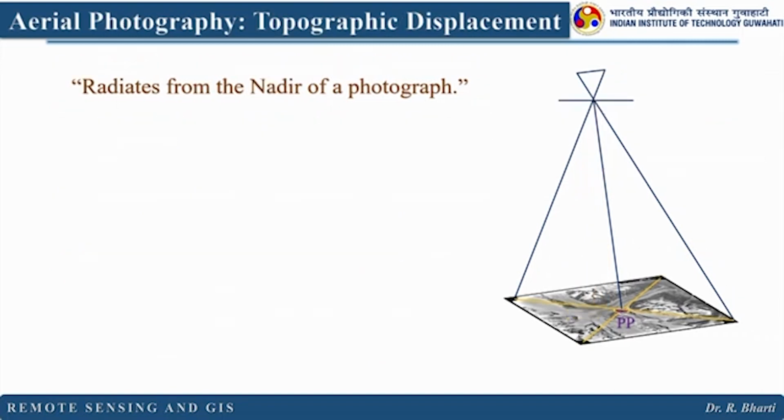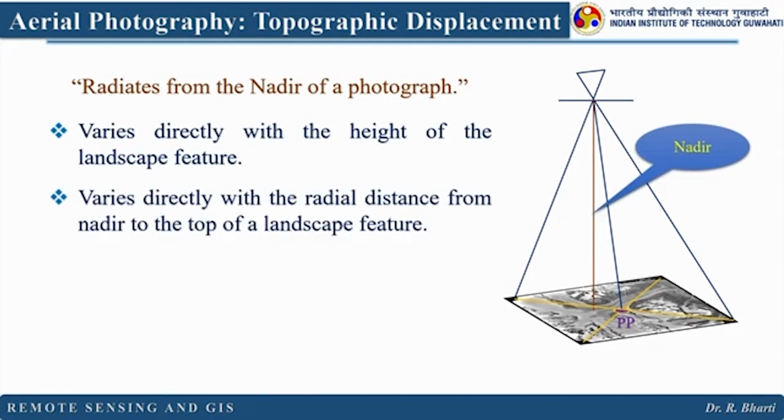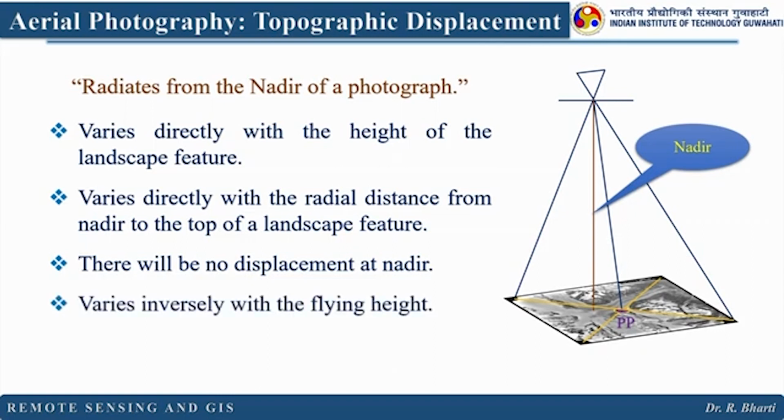The topographic displacement radiates from the nadir of the photograph. So here we have the nadir. It varies directly with the height of the landscape features and varies directly with the radial distance from nadir to the top of the landscape feature. There will be no displacement at nadir because you are looking just above that. It varies inversely with the flying height, and when you have this, you can always generate 3D images.